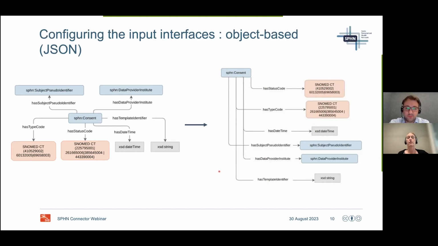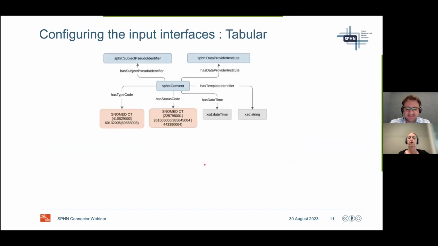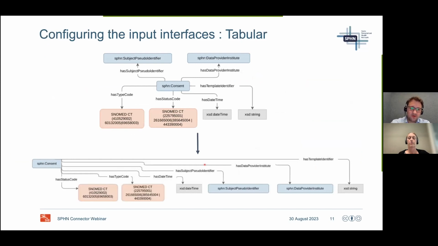We also have another input interface, which is used by many of the university hospitals as well: the tabular interface. Here too you can think of bending some edges, just in a different direction. We have the consent in the middle of the graph world, we take it to the left, and then we make columns. There will be a column for the status code, a column for the type code, a column for the date time, subject pseudo-identifier, data provider institute, and a template identifier. This is just for this very simple concept, but it works for all of the concepts in this way.